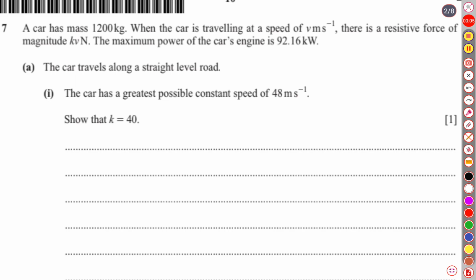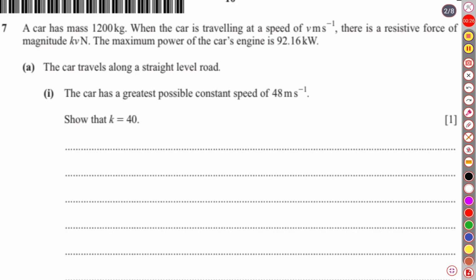Today we are going to solve a question from mechanics, and this question belongs to paper 9709/41 for the session October November 24. We are going to solve the final question of this paper, which is: a car has mass 1200 kg.